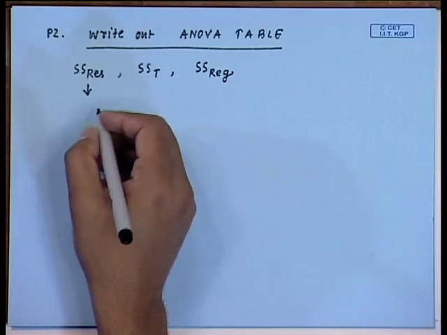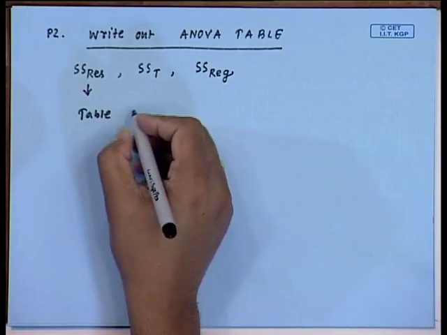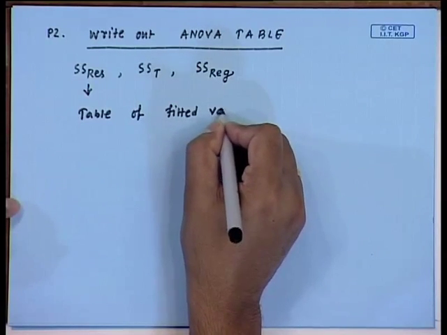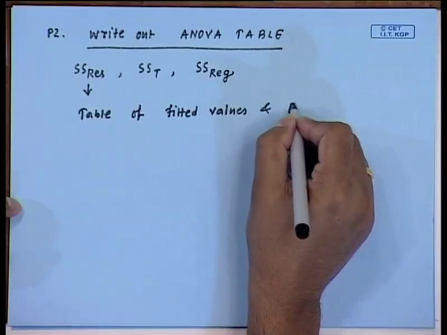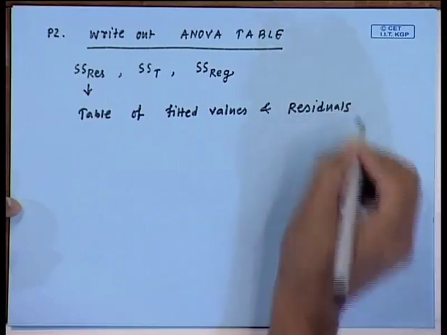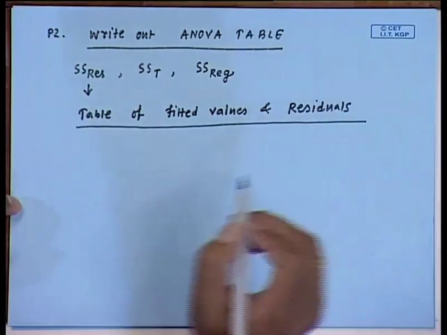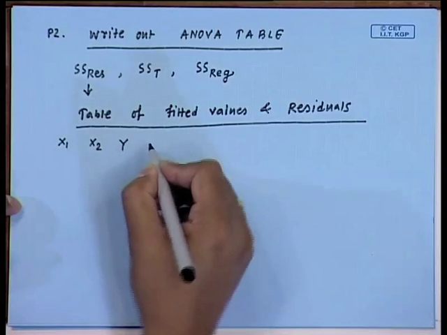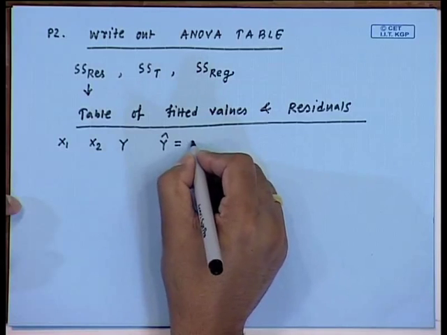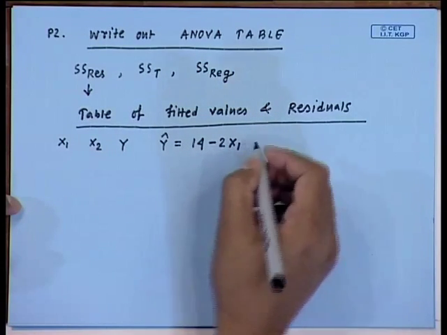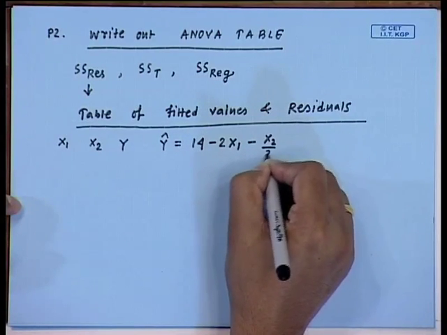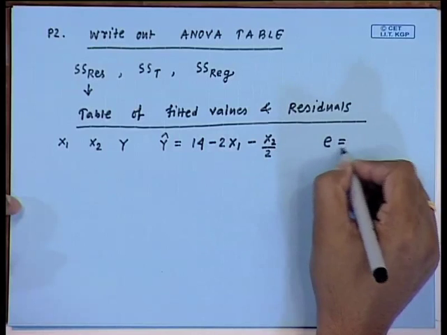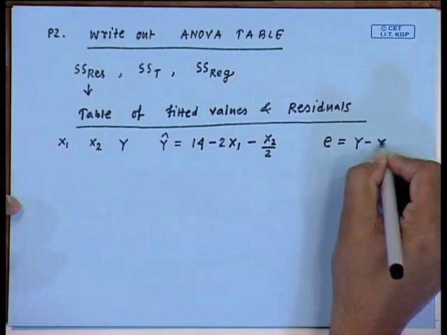Well, we make a table of fitted values and residuals. We know what x1, x2, y are. We know what y hat is. Y hat is equal to 14 minus twice x1 minus x2 by 2, right. So, once we have y and y hat, we can compute E, where E is the residual, which is equal to y minus y hat.